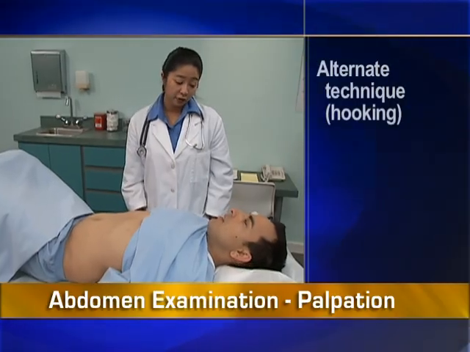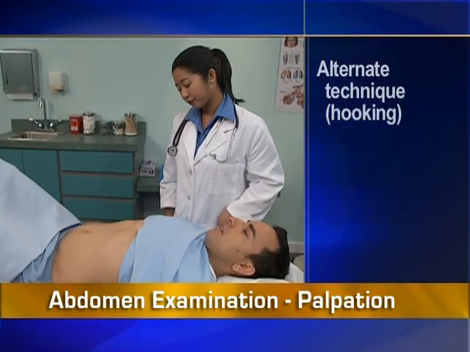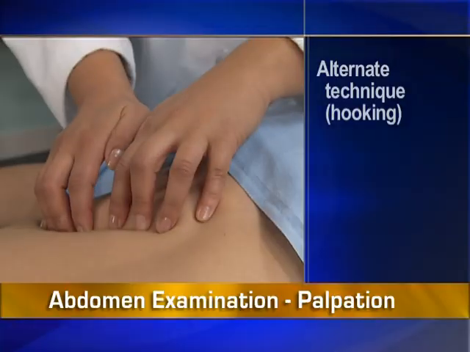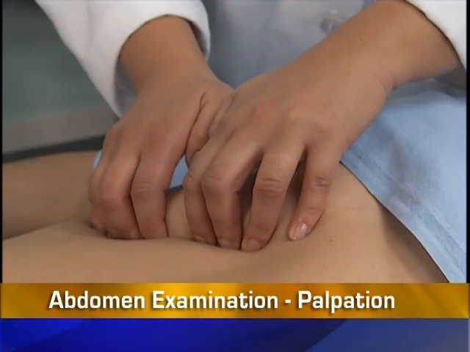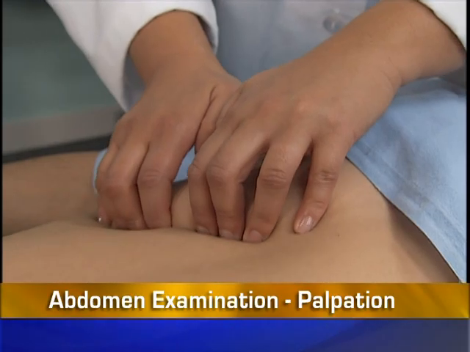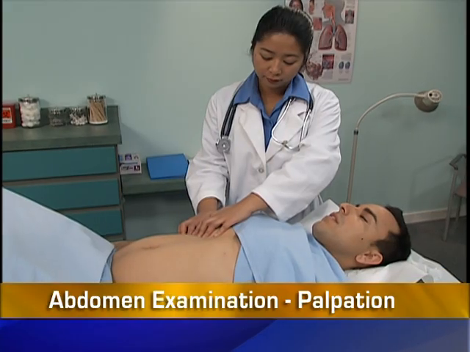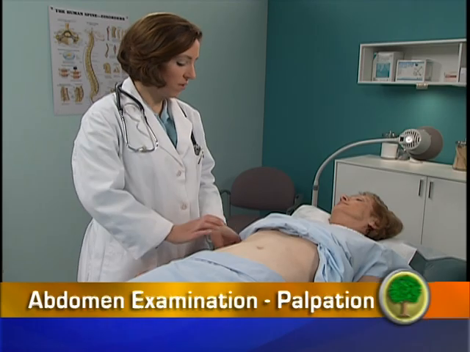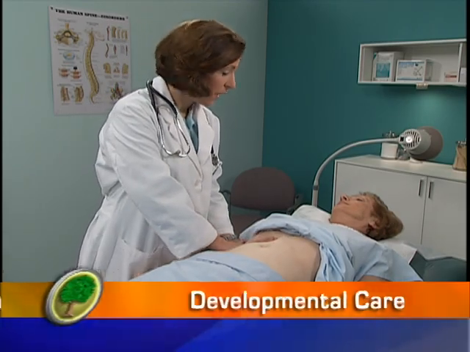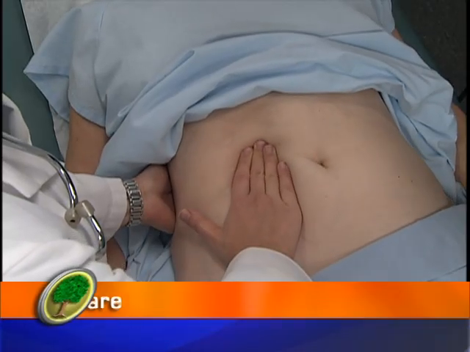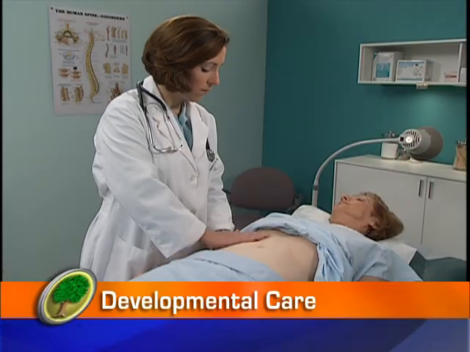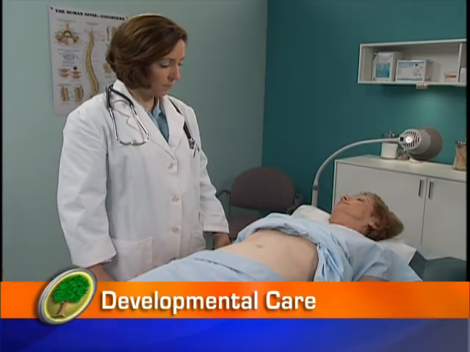As an alternative, you can palpate the liver with the hooking technique. While standing at the person's shoulder and facing his feet, hook your fingers over the costal margin. As he takes a deep breath, feel for the liver edge to bump against your fingertips. In older adults, the abdominal wall is thinner and softer than in younger adults, making organs easier to palpate. In these people, you may feel the liver edge at or just below the costal margin.